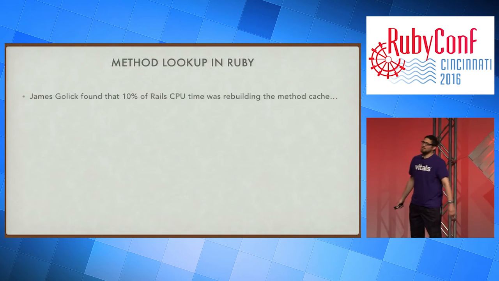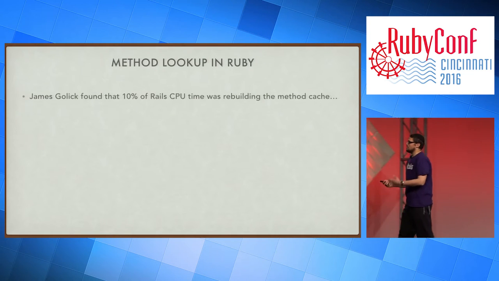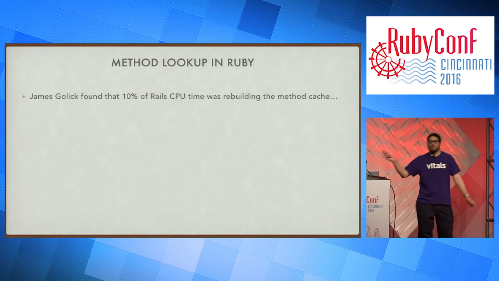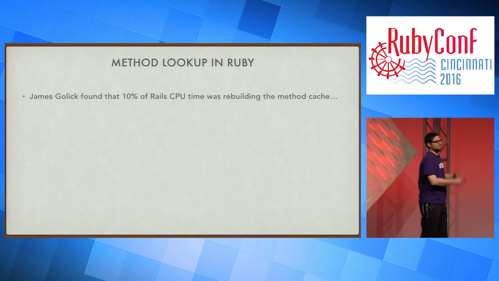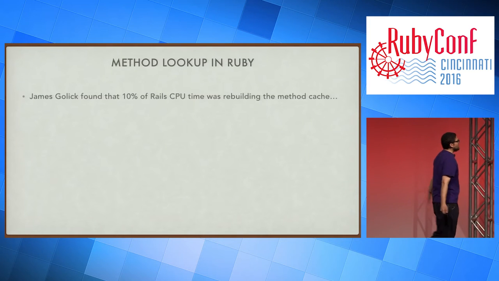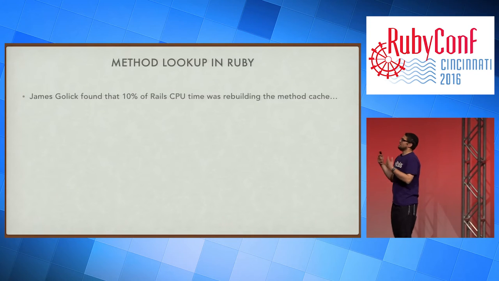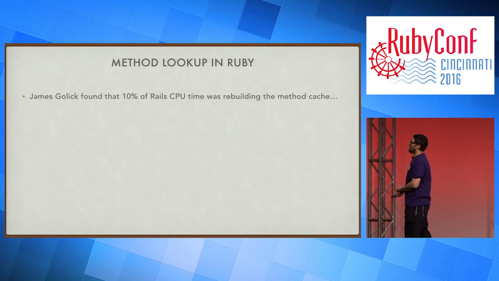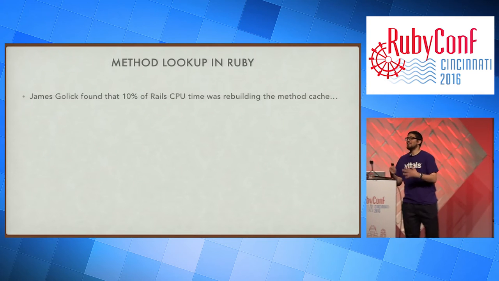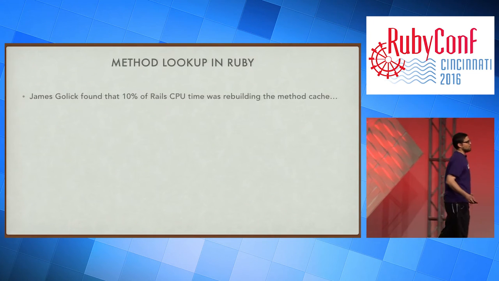James Golick was a New York City Rubyist. He unfortunately passed away about 2 years ago, very suddenly in a car accident. And this is one of the big things that he did for the Ruby community, so I like to talk about it because it's part of his legacy. He did a little bit of profiling. He found that 10% of the time spent in his Rails application was just rebuilding the global method cache. It was reset 20 times on a request because of all these method lookups. And OpenStruct was, of course, one big culprit.